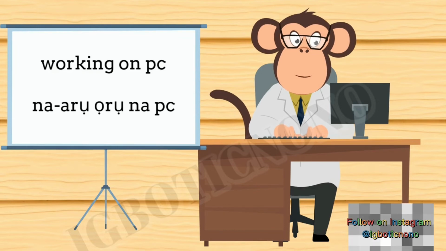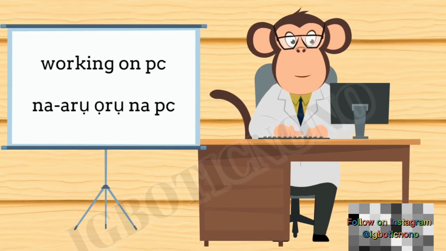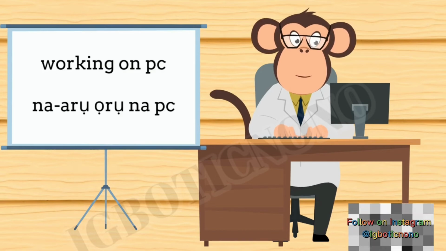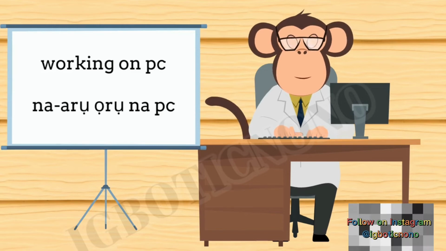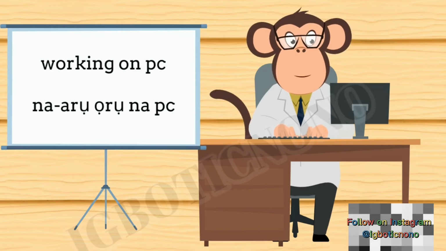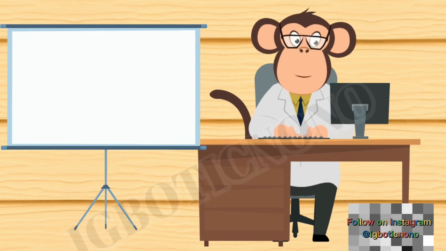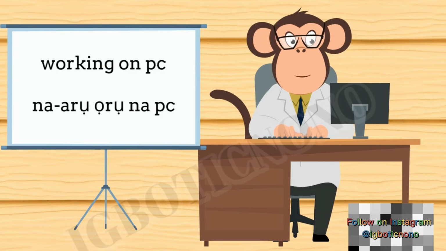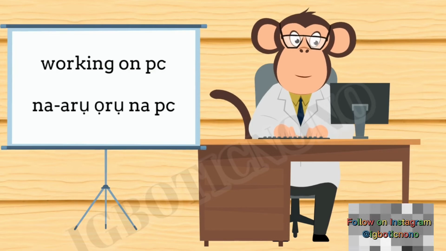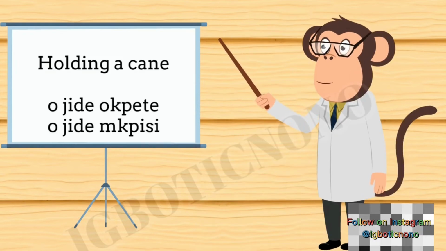Working on PC. Ana arụ ọrụ na PC. Working is ọrụ in Igbo. I'll still bring up a video on a conjunction word in Igbo that is usually used often. That is na. Conjunction. We use it to conjoin words. But that will be in another video. Na arụ ọrụ na PC.